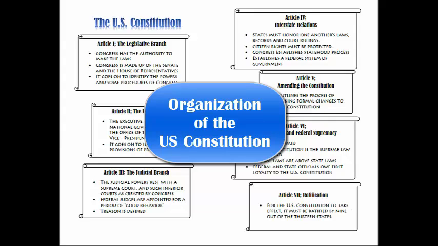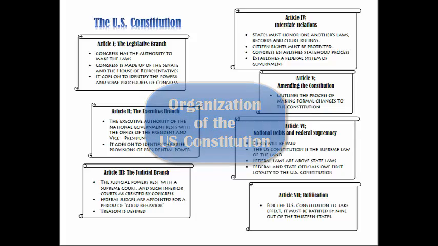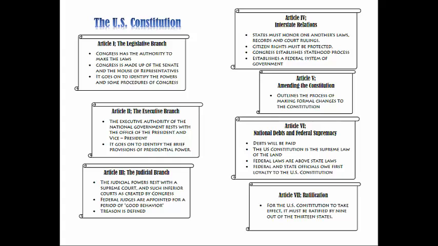Today we're going to be looking at the overall organization of the United States Constitution using this handout. All right, as you can see, the original United States Constitution, which was written in 1787, went into effect in 1789, and it has 7 original articles.